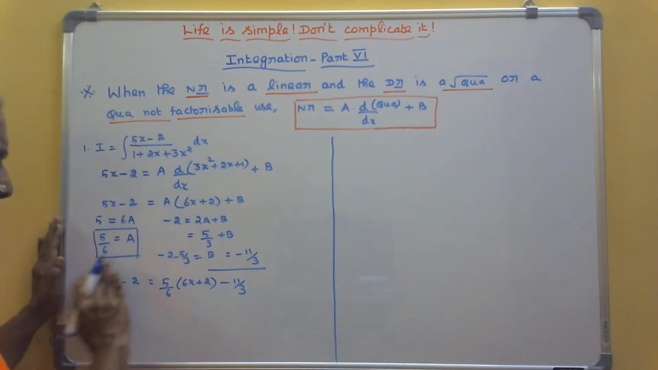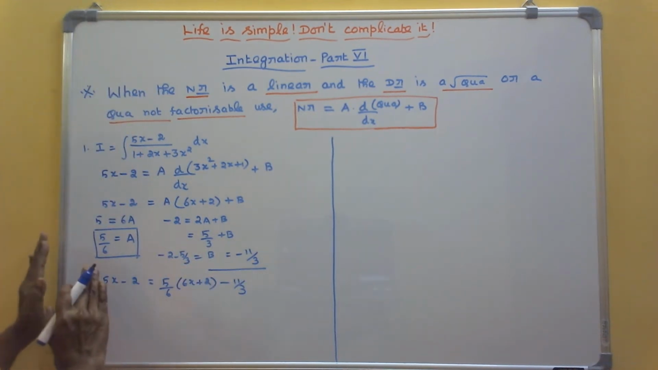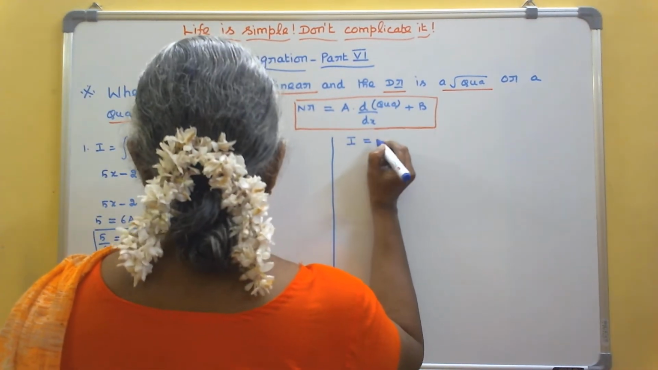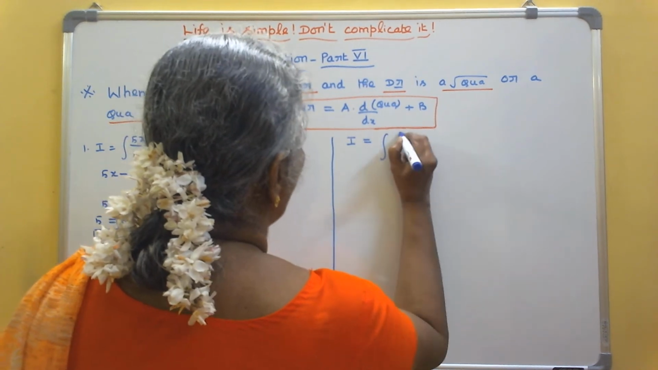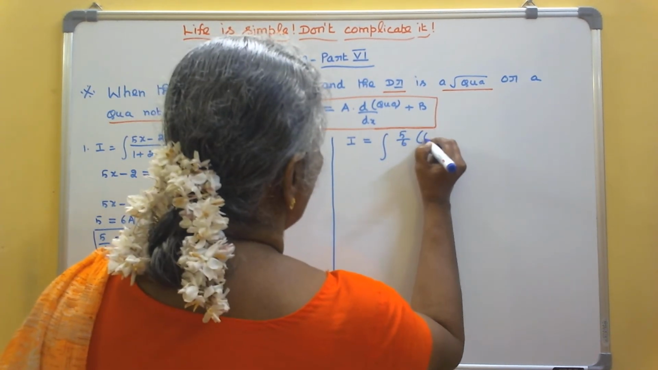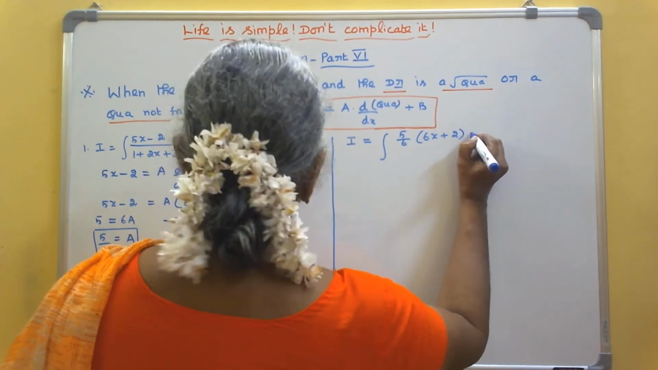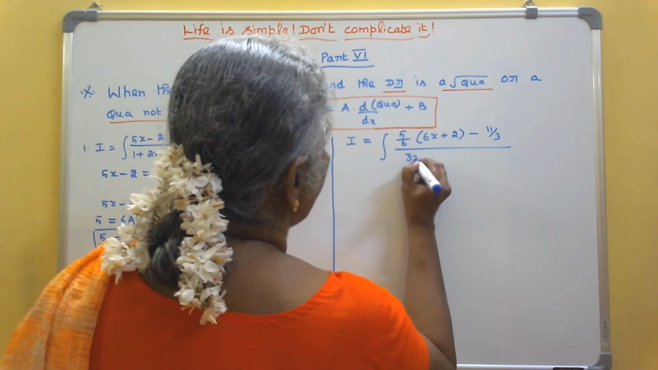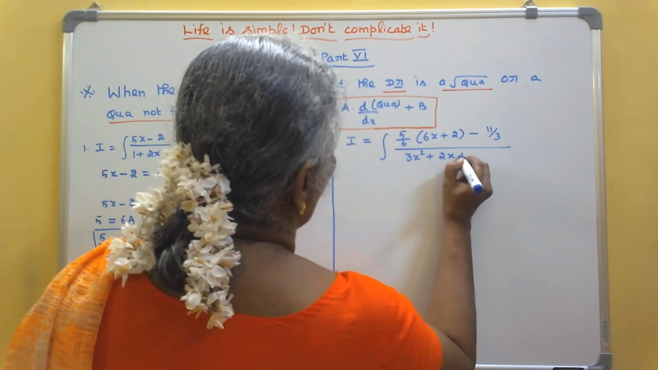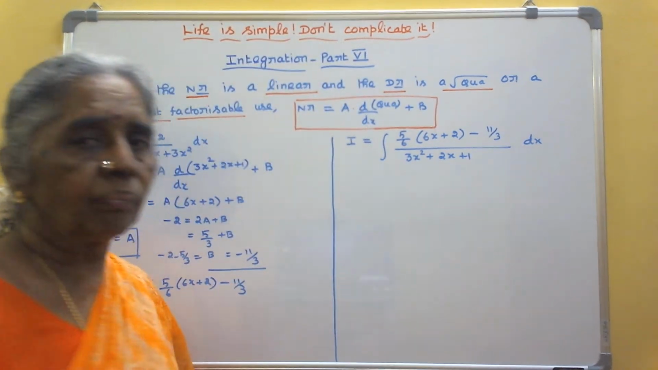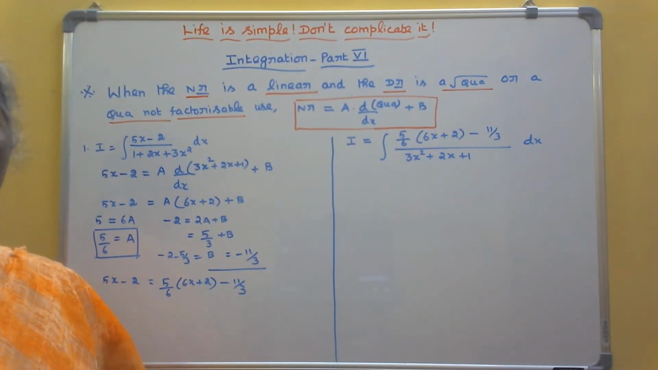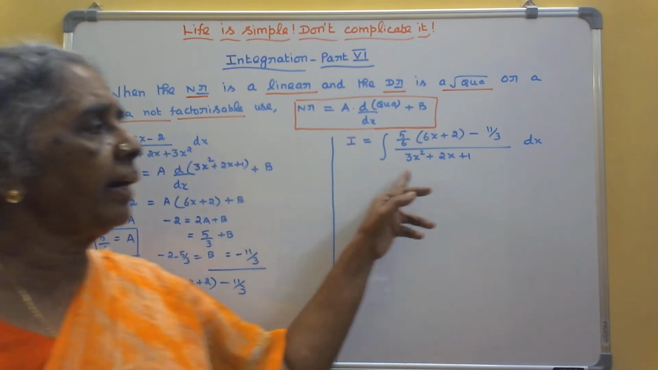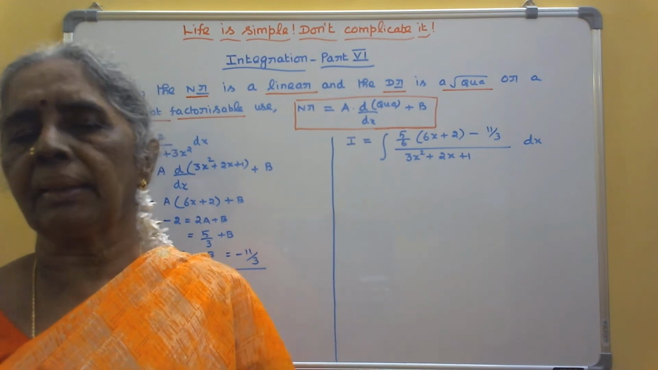Okay. So, now this is our numerator. So now we can write our I as I is equal to, instead of the numerator, now I am going to write 5 by 6 into 6x plus 2 minus 11 by 3. I will write the denominator as it is in the proper format. Okay, dx. Do you follow? So now we have written the numerator. What we have here done using that concept, and I am writing the denominator as it is.